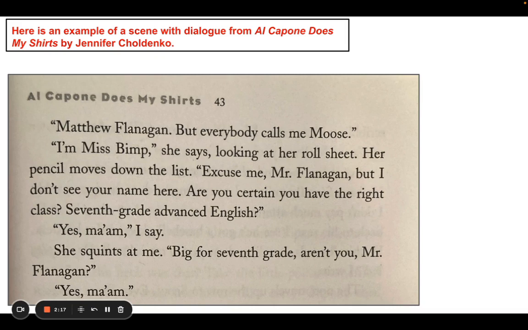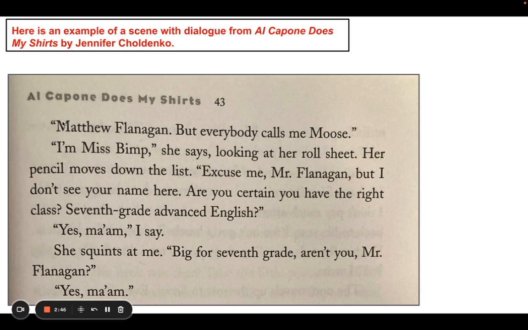And he says, "Matthew Flanagan, but everybody calls me Moose." "I'm Miss Bimp," she says, looking at her roll sheet. Her pencil moves down the list. "Excuse me, Mr. Flanagan, but I don't see your name here. Are you certain you have the right class?" "7th grade advanced English? Yes, ma'am," I say. She squints at me. "Big for 7th grade, aren't you, Mr. Flanagan?" "Yes, ma'am."